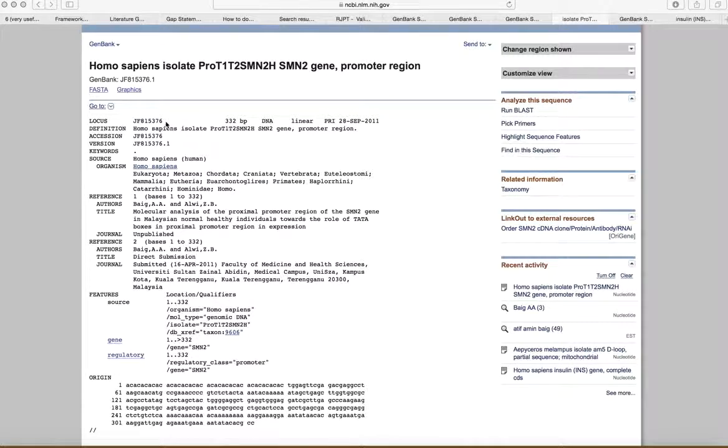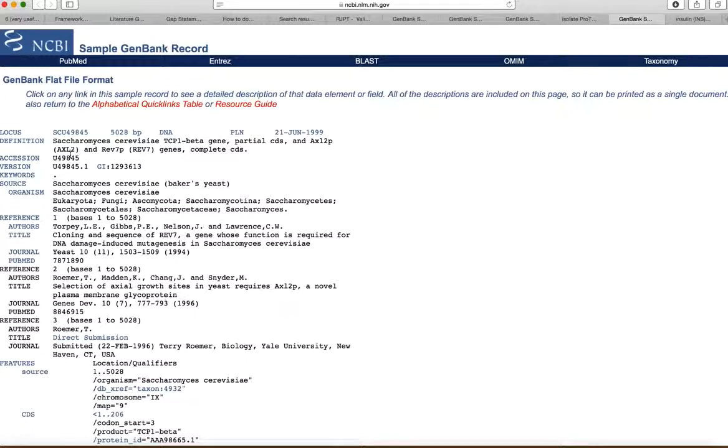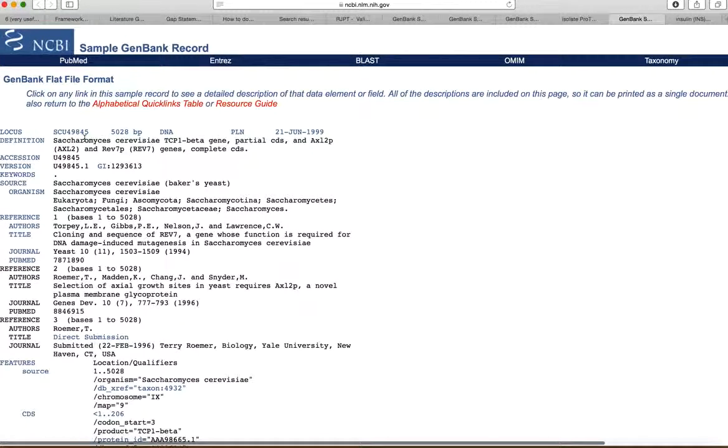The first one is a total of 8 structures, in which 6 of them are numbers and 2 of them are alphabets. For example, in this case it is JF815376. On the other side, in some cases, instead of having 2 alphabets, we could have 3 alphabets. For example, if you see this one, we have a total of 3 alphabets here, SCU, and a total of 1, 2, 3, 4, 5 numbers. But the total altogether is again 8 structures.